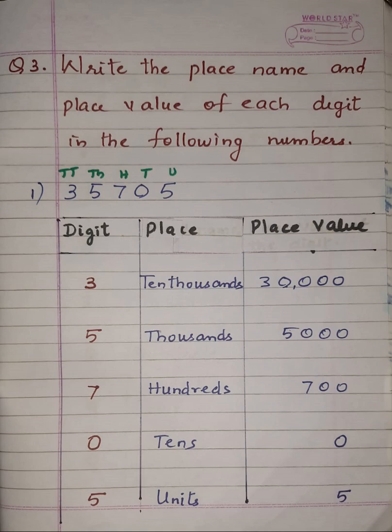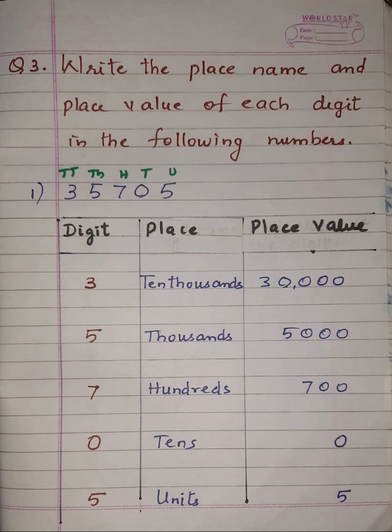Now the first digit here is, children, 3. 3 is in which place, children? It is in the 10,000s place. Okay, now in the place column, that is in the middle column, in front of digit 3, you will write 10,000s. Okay, children, that means 3 is in the 10,000s place.